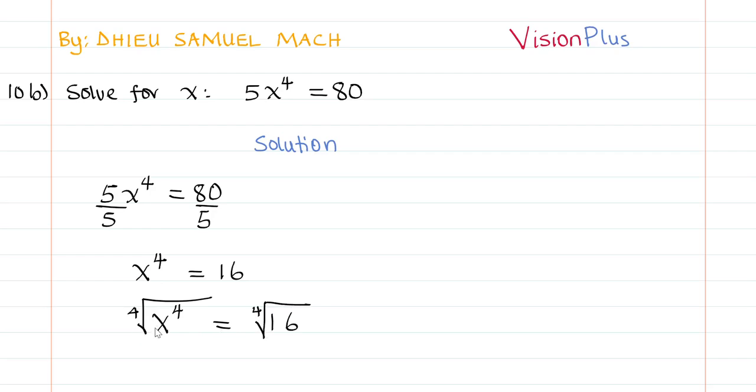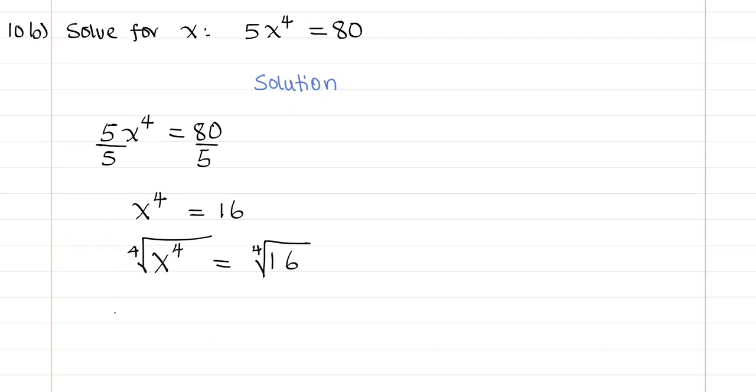Fourth root simply means the power of x that we're introducing is 1 out of 4. So the fourth root and the power 4 are going to cancel out, and therefore we shall only be left with x as the subject of the formula. What is the fourth root of 16? The fourth root of 16 is just the same as 16 raised to power 1 out of 4.